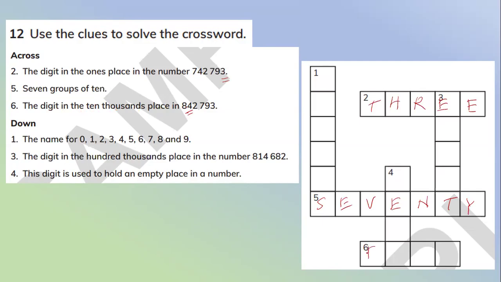Okay, number 6, the digit in the 10,000 place in the number is 4. Okay, 6 is FOUR. Down, number 1, the name for 0, 1, 2, 3, 5, 7 are the digits. DIGITS. Number 3, the digit in the 100,000 place in the number 814,682 is 8. EIGHT. Yes, last one. This digit is used to hold an empty place in a number. It is 0. ZERO.